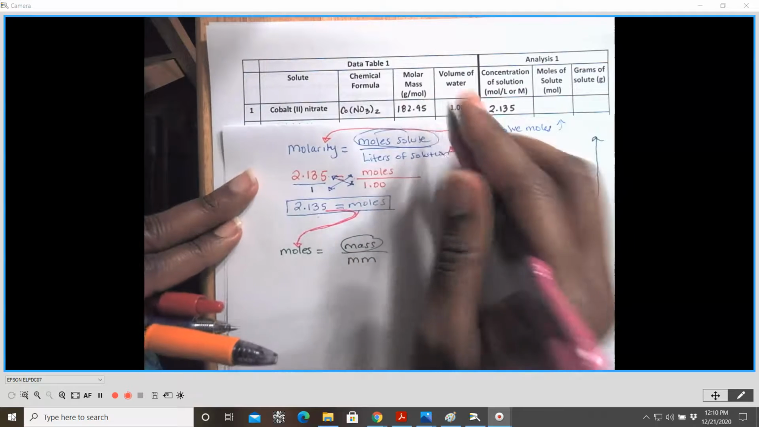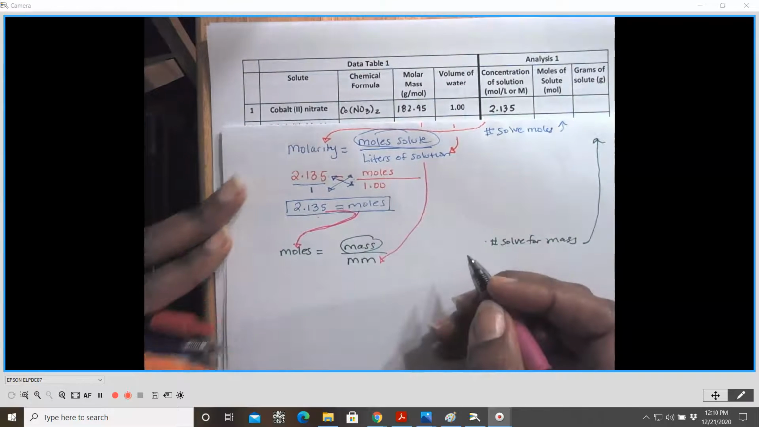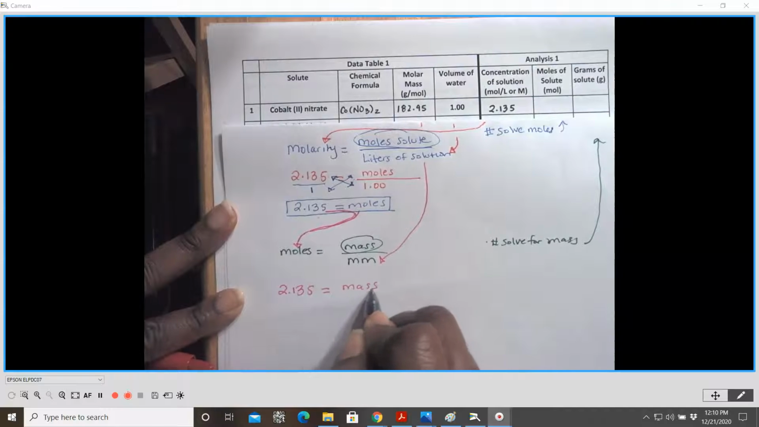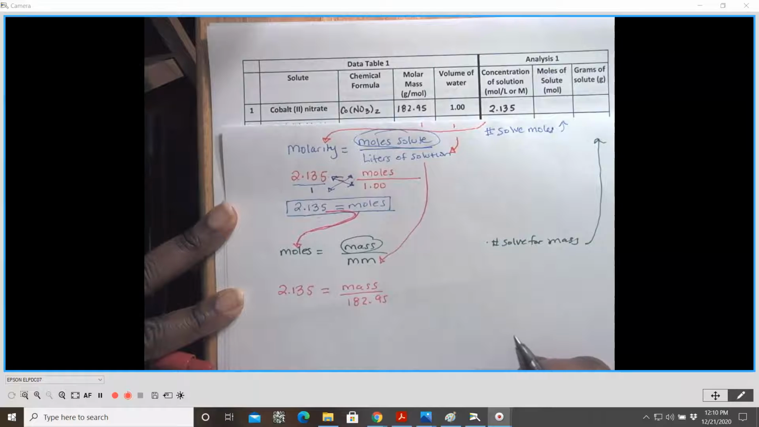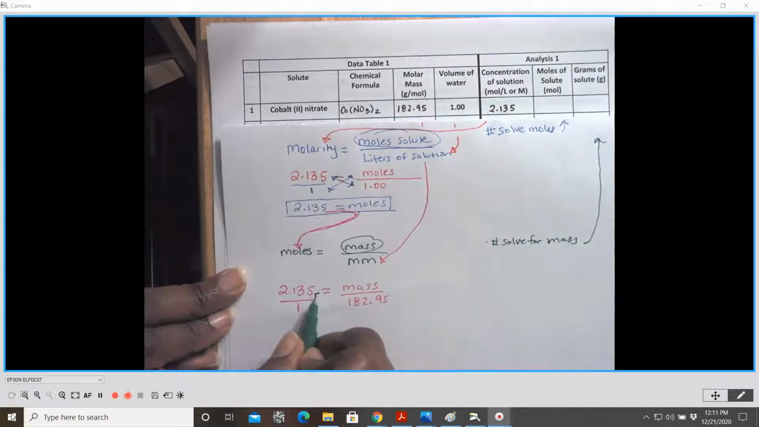And our molar mass, well, that's going to come from the periodic table. It's already in the chart there. So I'm going to plug those numbers in. So now what I have is 2.135 is equal to mass, which is my unknown, over 182.95. Again, I have a fraction next to an equal sign, so I can use cross multiplication to solve. For my whole number, I put it over 1 just to make it into a fraction. It just makes my life a little bit easier. And now I'm going to solve with cross multiplication. So in this case, it's going to be 2.135 times 182.95.